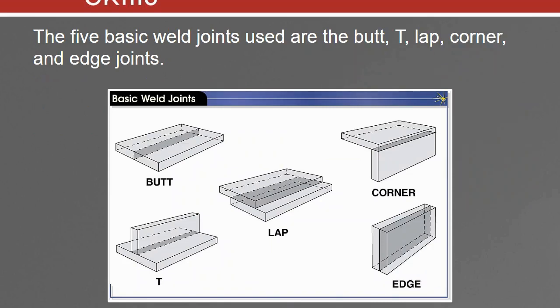There are 5 basic weld joints used. They are the butt joint, T-joint, lap joint, corner joint, and edge joint. And we're going to go over those here in just a second.